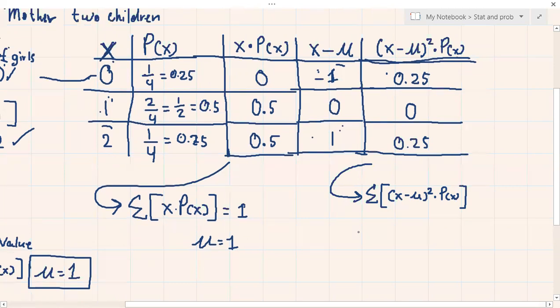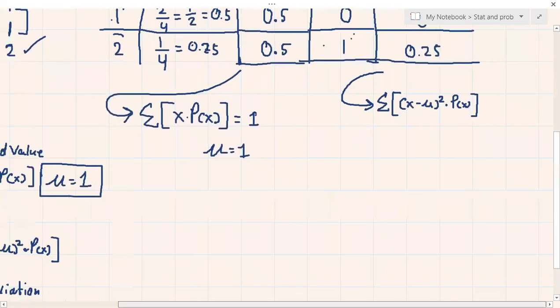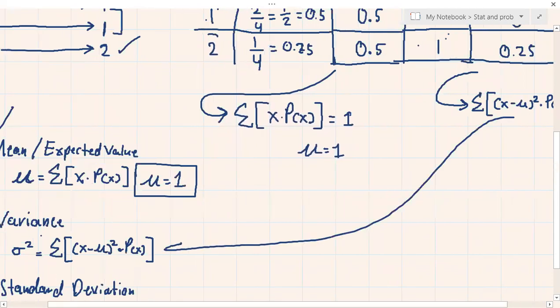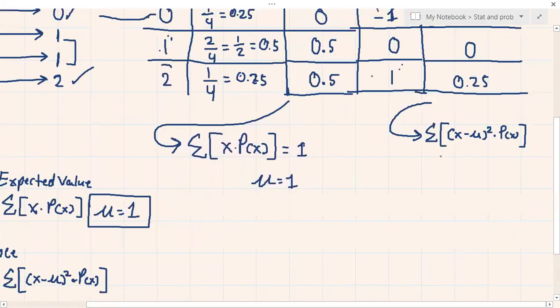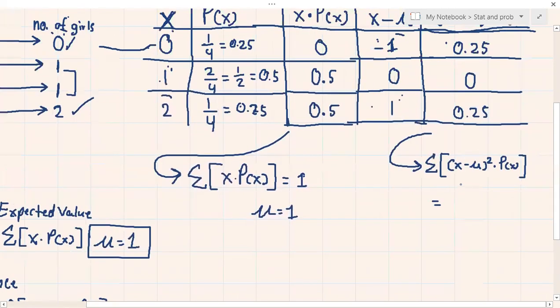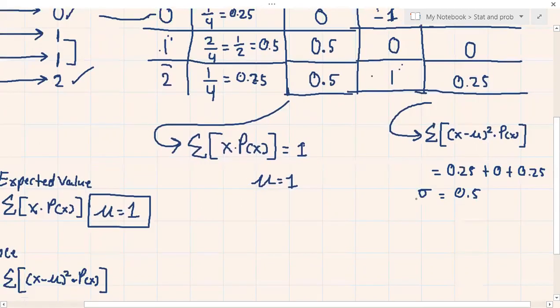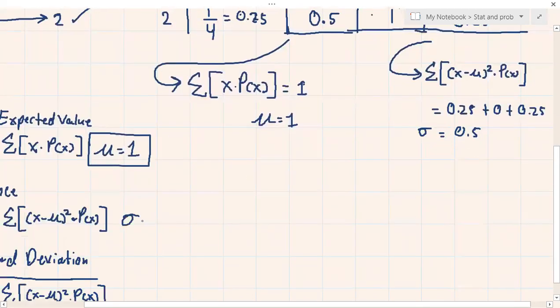Okay? So, ba't natin itong ginawa? Para hanapin natin si variance. Kasi yan yung formula niya. Okay? Yan yun. Alright? So, let's add. Okay? I-add natin siya. So, if you're going to add them, okay, 0.5 plus 0 plus 0.25, the answer here is 0.5. Okay? So, yan yung variance mo. So, your variance here is 0.5.